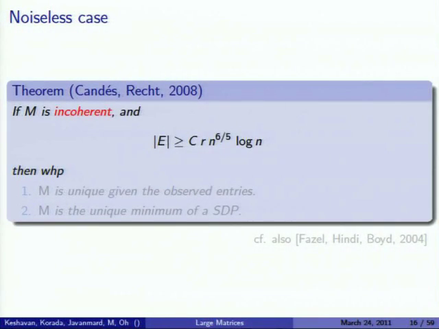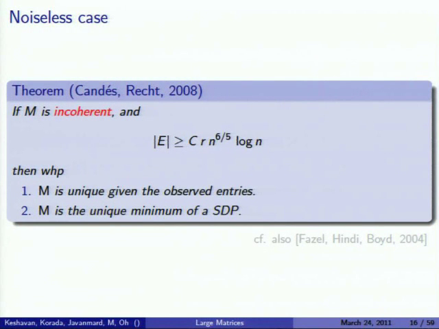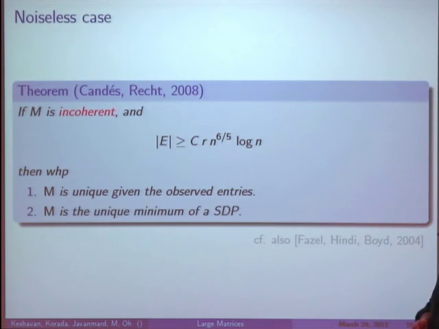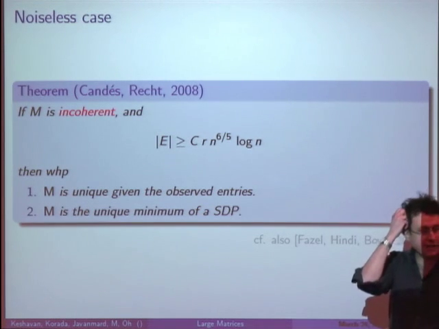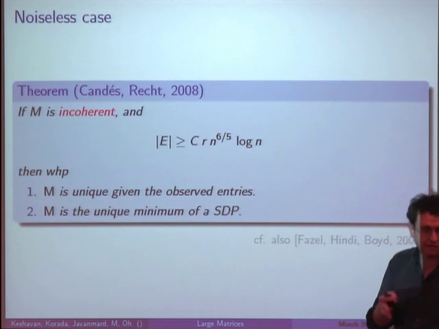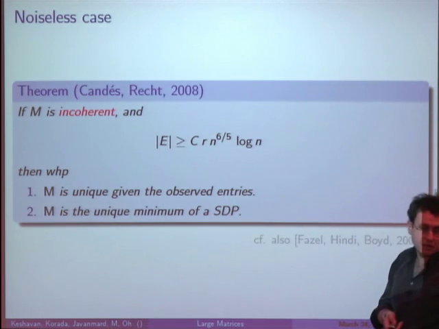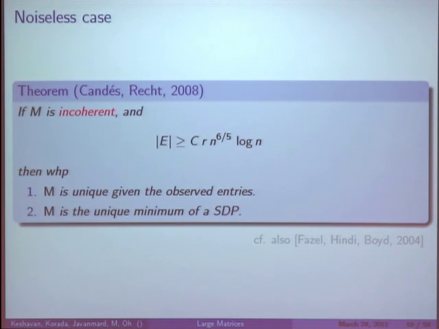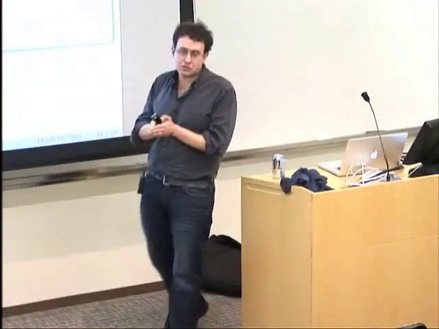They proved that if this matrix M satisfies this condition, then you can learn it from n to the 6 over 5 times R times log n entries. You can learn it in the sense that it's uniquely determined by the observed entries, and it's the unique minimum of a semi-definite program that is very easy to write. Here I'm thinking, for simplicity, of the case in which you have no noise, so the matrix is really rank, say, 5, and they are telling you that 5 times n to the 6 over 5 is sufficient. The condition is about the factors, saying that the factors are not aligned with the coordinate axes.